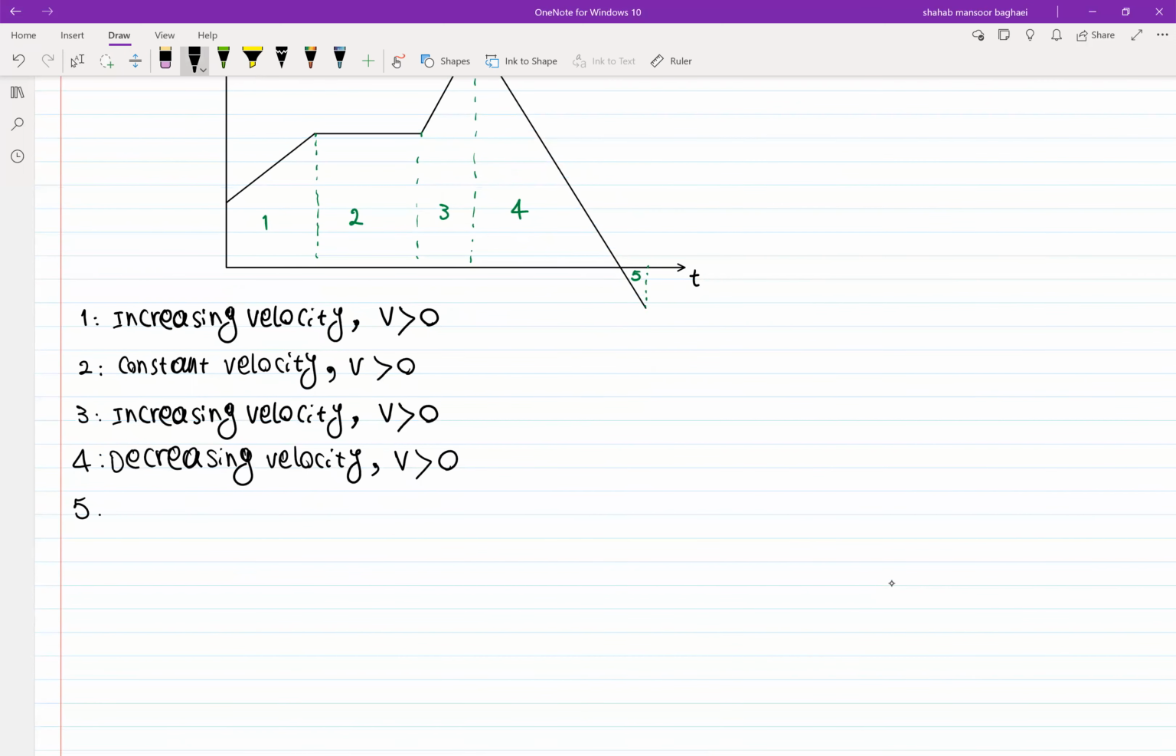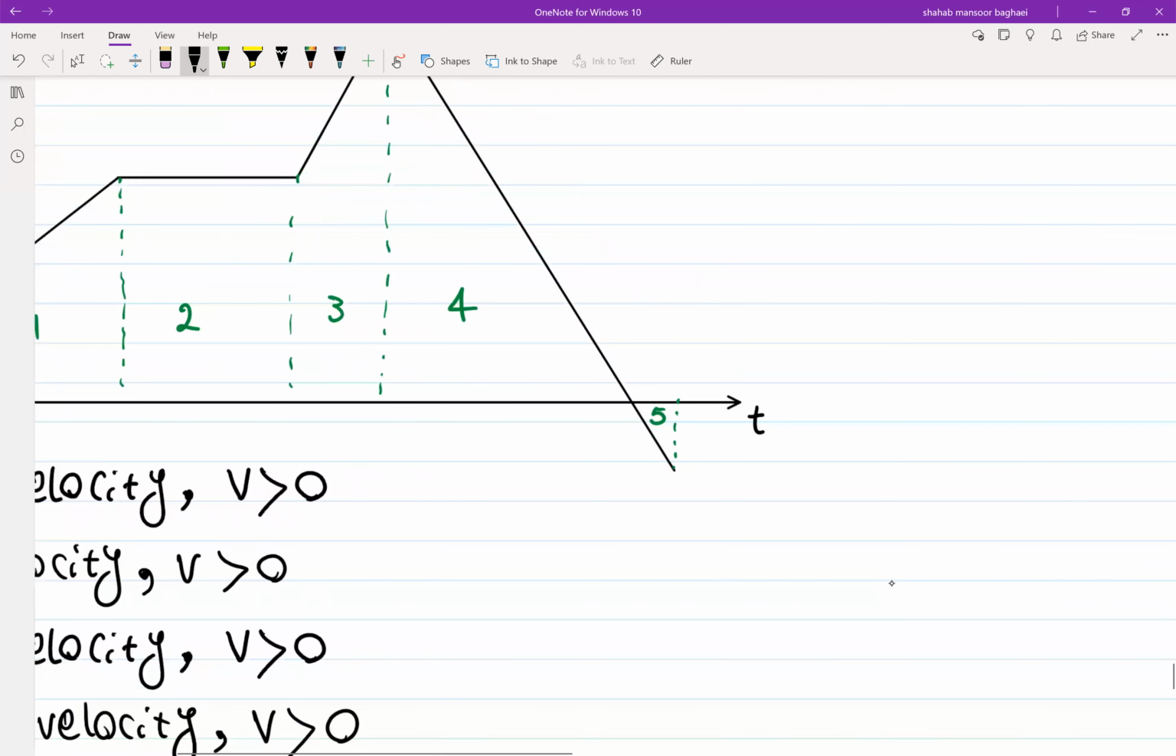Number 5. If you look at area number 5, you have negative acceleration, because the slope is negative. What about velocity? Do you agree this velocity here is under the origin? Therefore, you have negative velocity here. See? Negative velocity and negative acceleration.